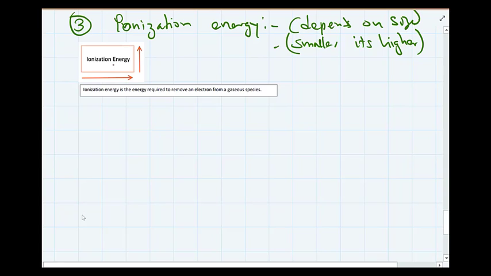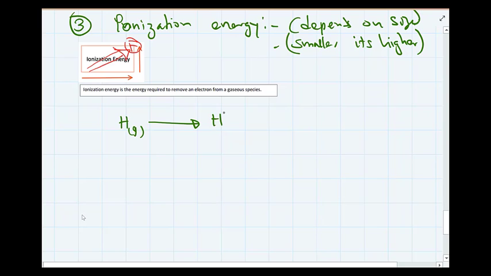Let's see the trend here. It's increasing upward, and fluorine has the highest ionization energy, right? Now, in any of these cases, we are not talking about the noble gases or inert gases. They are completely different, right?